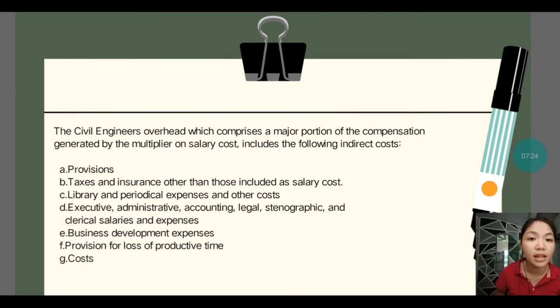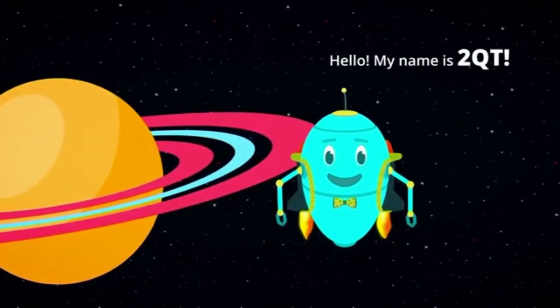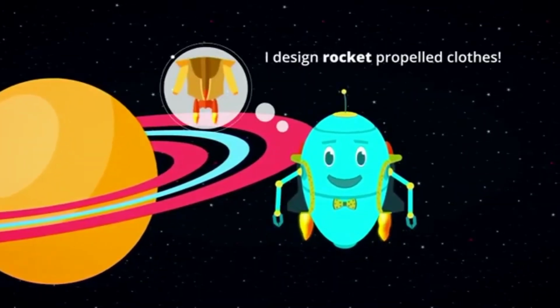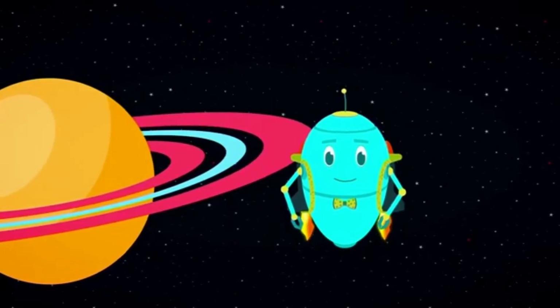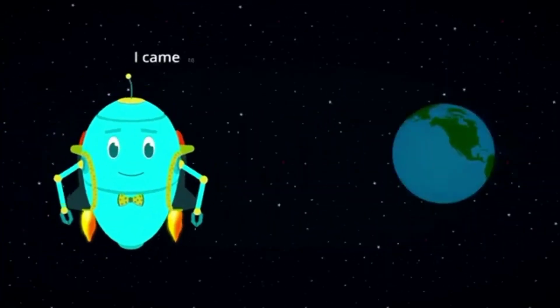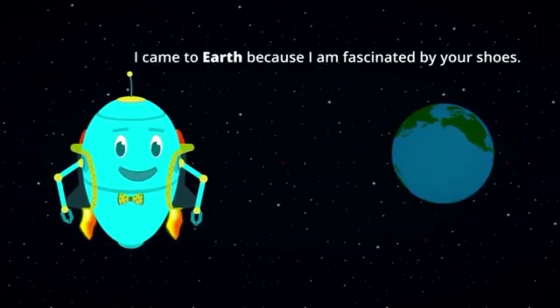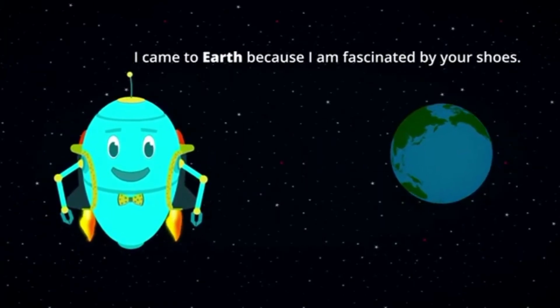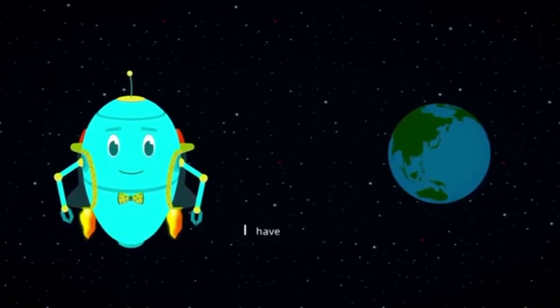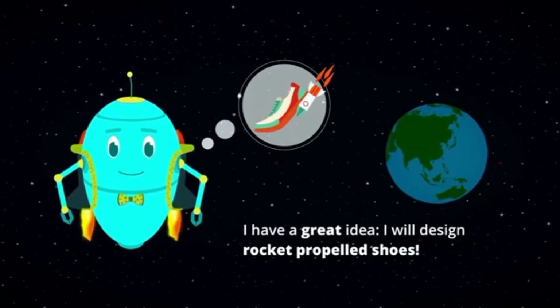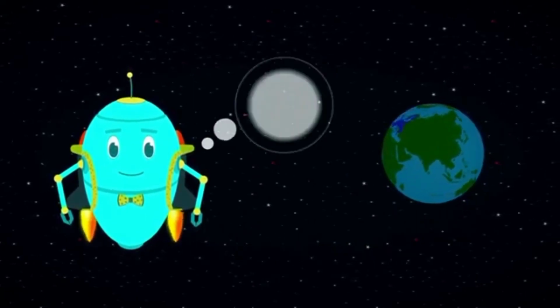My name is Too Cute. I design rocket-propelled clothes. I came to Earth because I am fascinated by your shoes. There is no such thing on my planet. I have a great idea. I will design rocket-propelled shoes.